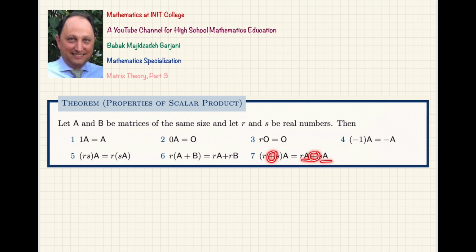This is the sum between two matrices. Even though it looks like distribution, we cannot call this distribution. But of course, it is highly connected. It's actually interconnected to the distribution for numbers. Okay? So if you don't mind, let me just take this one and prove it, to see how this goes.